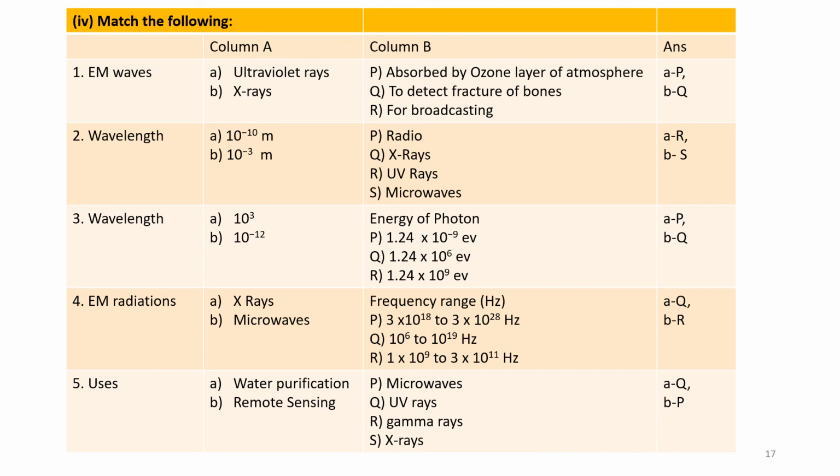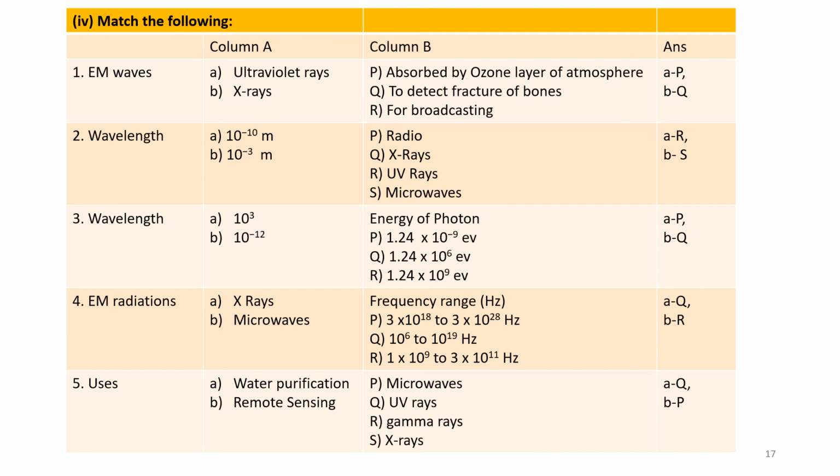Then question number 4, electromagnetic radiations. X-rays, that is in column A. Option A is X-rays and B is microwaves. So the frequency ranges are given in column B. Here P is 3 into 10 to the power of 18 to 3 into 10 to the power of 8 Hertz. Option Q is 10 to the power of 6 into 10 to the power of 19 Hertz. And option R is 1 into 10 to the power of 9 to 10 to the power of 11 Hertz.